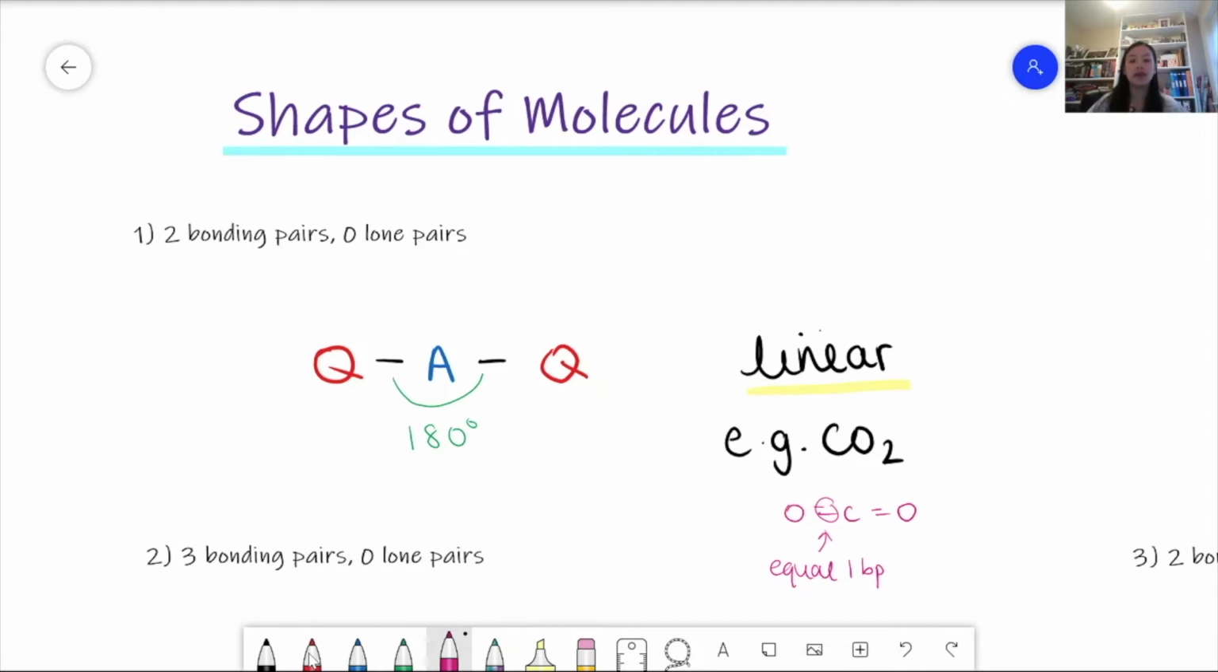And this is the general format of a molecule which has 2 bonding pairs and 0 lone pairs. So we have one atom in the middle, and then 2 of the same element on the outside. And because it's shaped like this, we call it linear, which makes sense because it's like a line. And so it's 180 degrees, which makes sense.